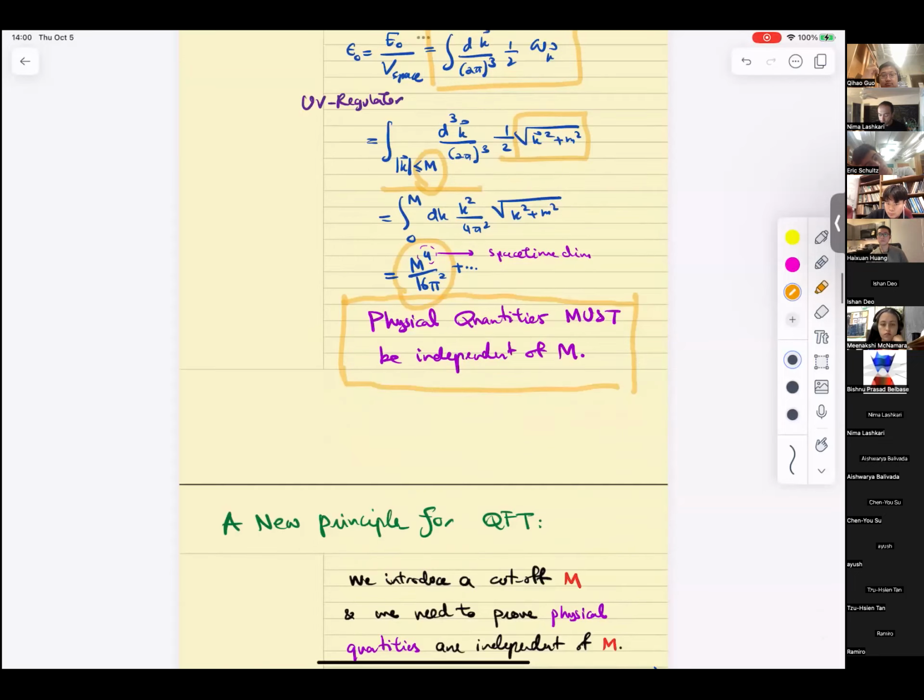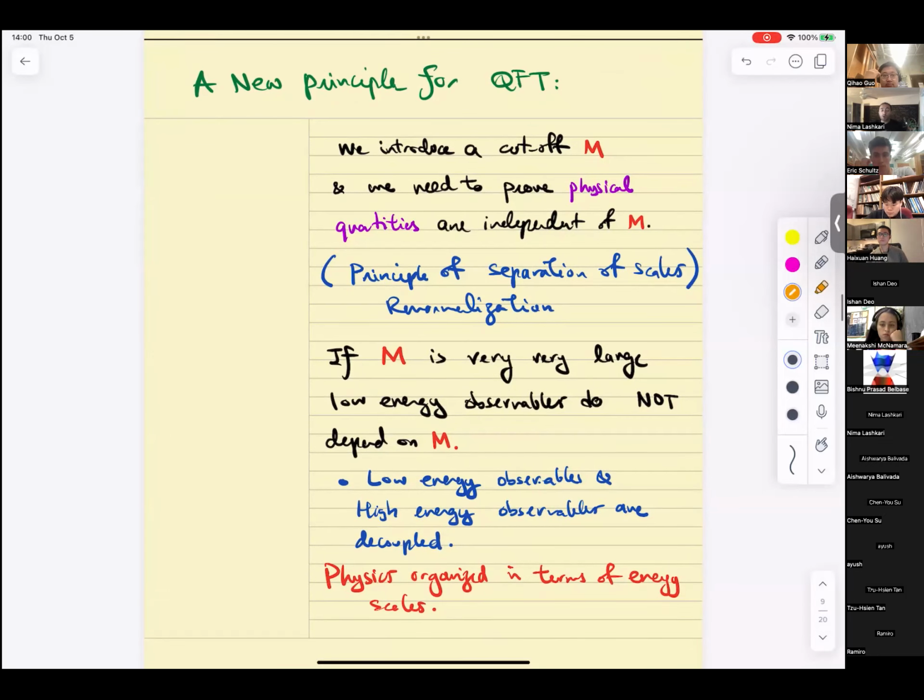This is a physical principle. Good? So this is a new principle for quantum field theory next to the two other principles that I discussed, right? Locality and symmetry. If I want to formalize it in words, we introduce a cutoff, and in the presence of a cutoff, we need to prove our physical quantities are independent of that for a sensible theory. Now, what is the physics behind this? What's the physics behind why this even makes any sense physically?